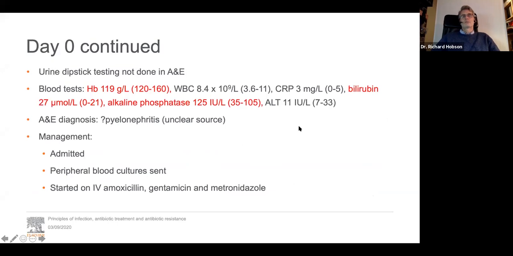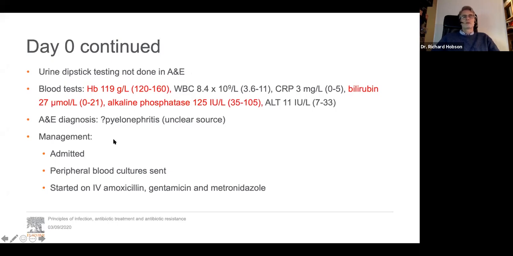She didn't have urine dipstick testing done. I haven't mentioned urine dipstick testing up till now. It's often done and it should really be done in people who are thought probably to have a urinary tract infection. If it's done in people who aren't thought to have a urinary tract infection, it doesn't usually give any useful information about infection. It might give you information about hematuria and protein and so on. So urine dipstick testing wasn't done. Whether that's because there was no urine available or because it was forgotten, I don't know.